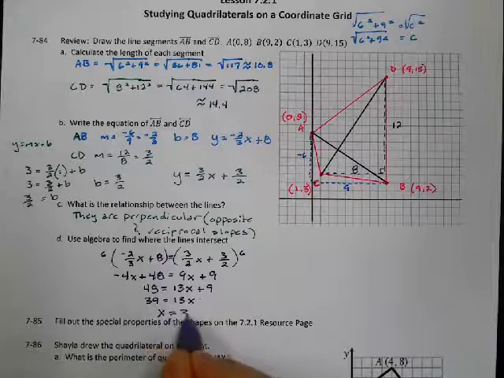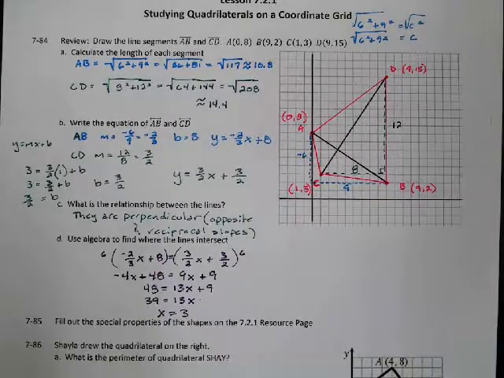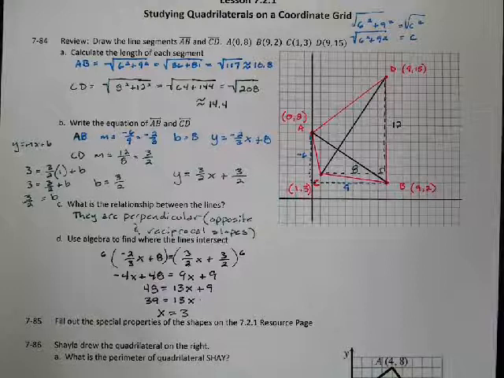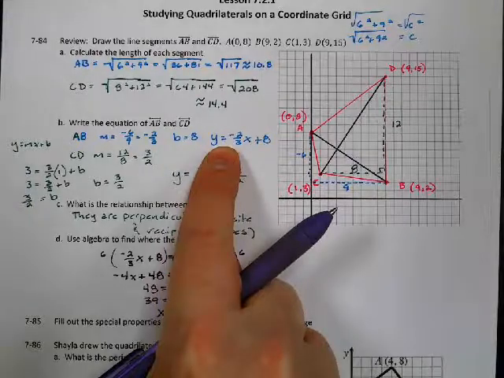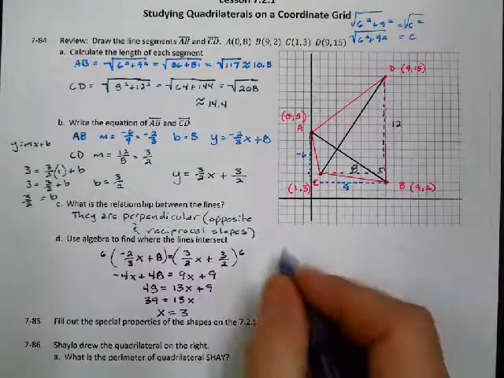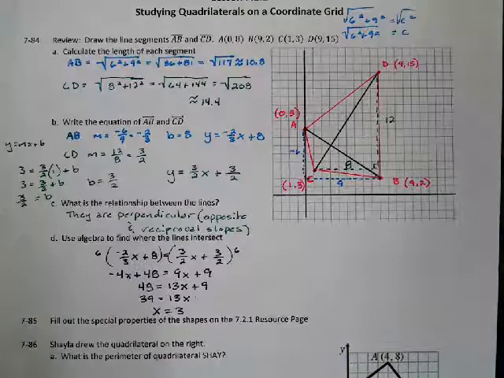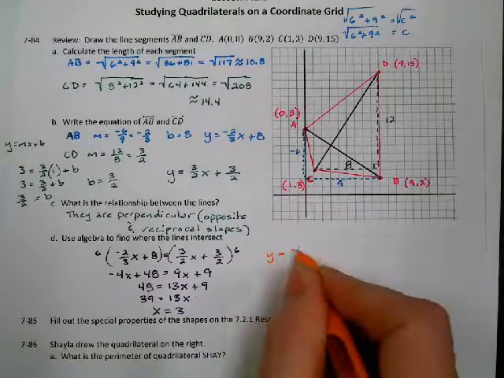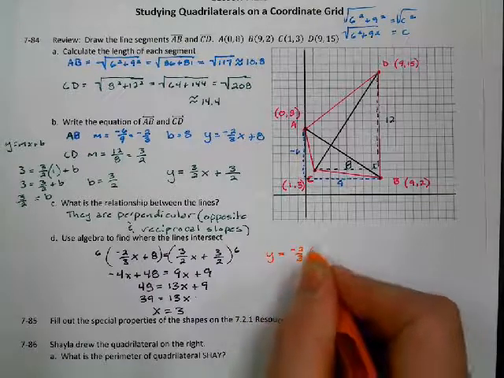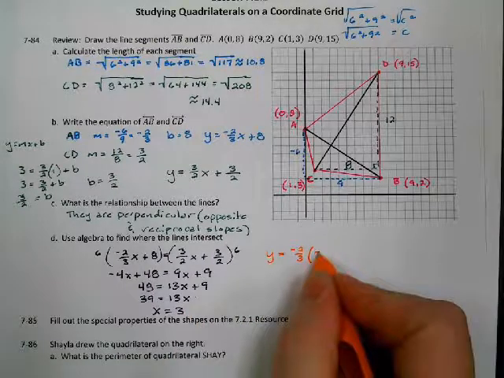Okay, so I got x is equal to 3. Now I need to find out what my y value is going to be. So I'm going to plug it into this one up here. So I'm going to get y equals negative 2/3, and then we said x is 3, and then plus 8.